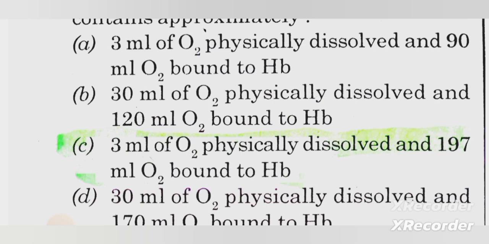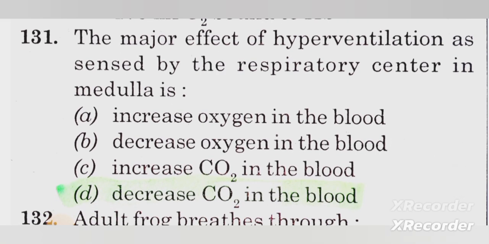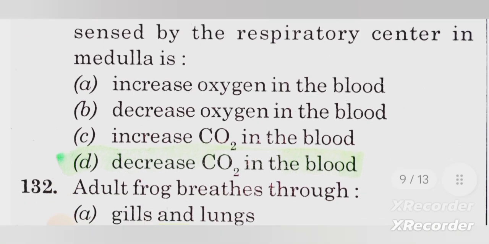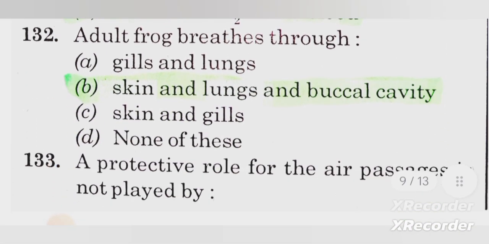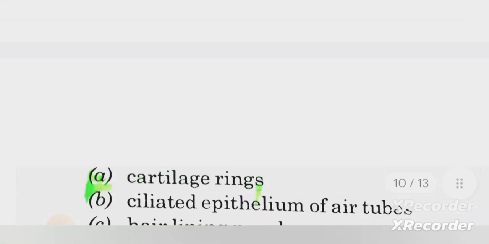Next, 131. The major effect of hyperventilation as sensed by the respiratory center in medulla is. Answer D. Decrease the CO2 in the blood. Next, 132. Adult frog breathes through. Answer B. Skin and lungs and buccal cavity. Next, 133. The protective role for the air passages is not played by. Answer A. Cartilage ring.